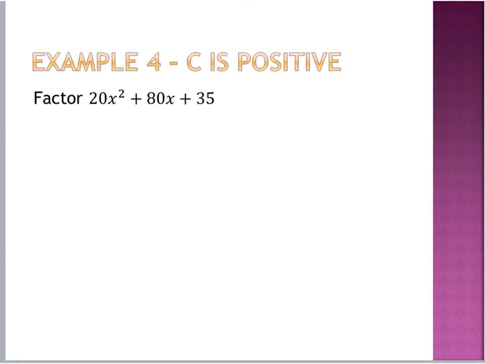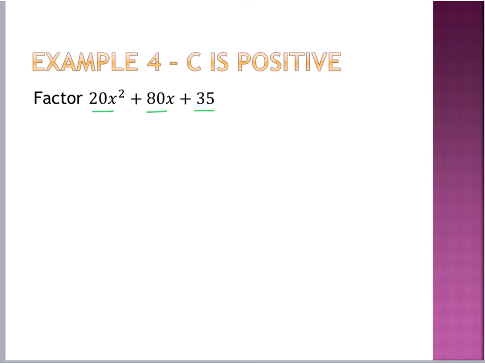The last example that we're going to cover today is example 4. Here we have 20x squared plus 80x plus 35. I picked this one specifically because one thing I will always do before I start factoring is try to make it easier on myself. So I always look to see, do my 3 terms in this case have something in common that I can factor out?